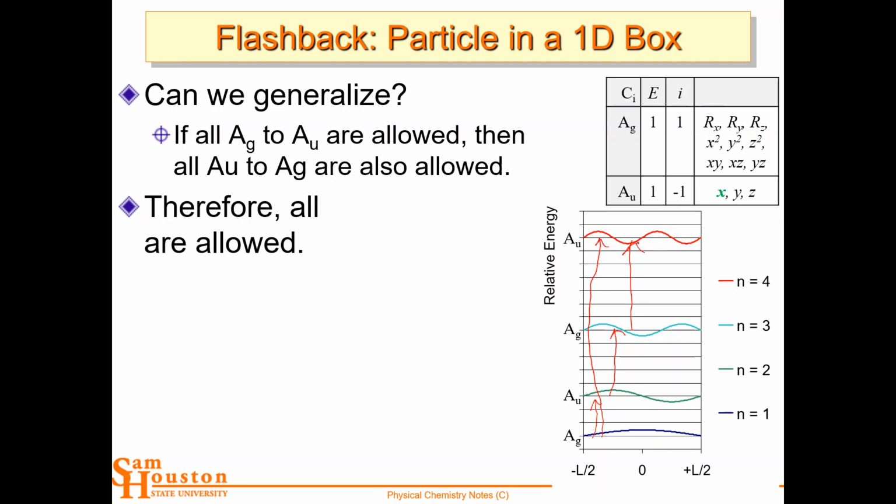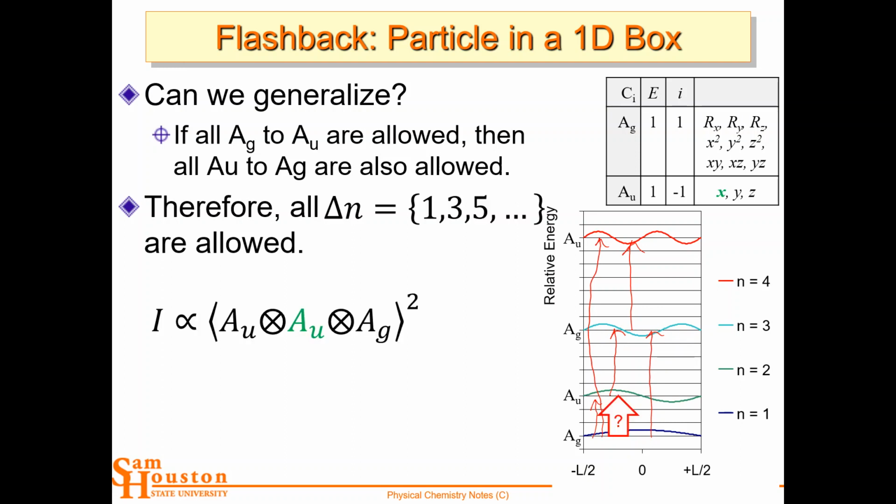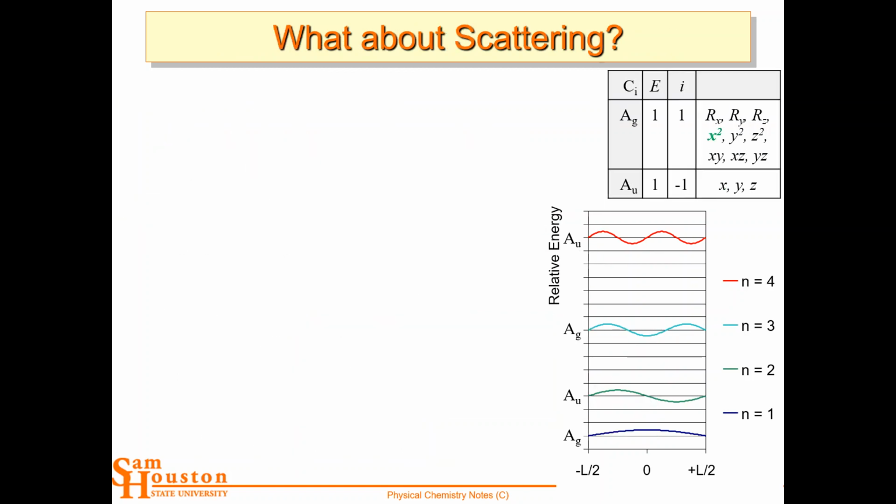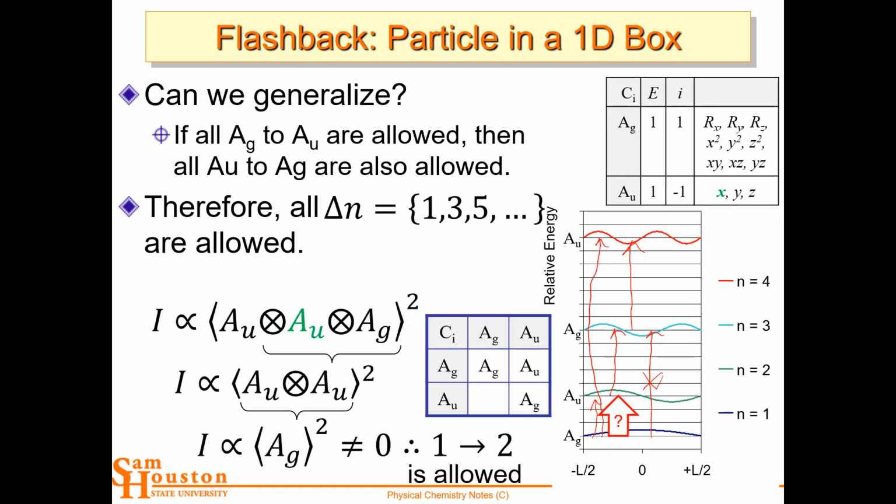So those are all three of the delta n equals 1s in this diagram, and one of the delta n equals 3s. But we know how this works. It's going to be 3, 5, 7. All of the odd number jumps are going to be allowed. And the evens, AG to AG, let's check that one out. We just showed that all the others are allowed, but this one here is going to be AG to AG, and that's not going to be allowed. Let's see, do I show that on this one? Yeah, no. Let's do that one on the board really quickly.